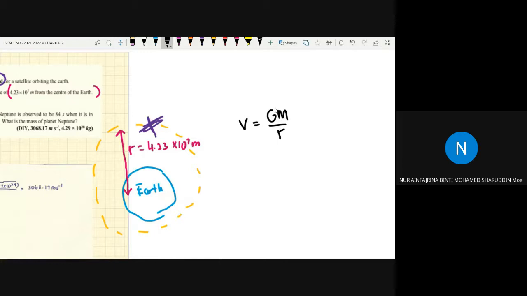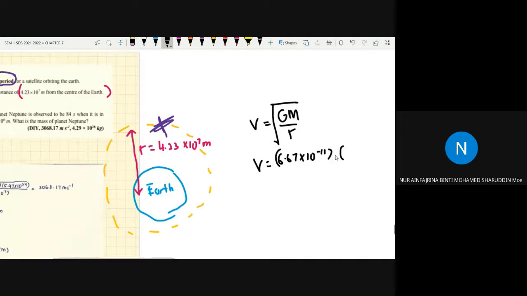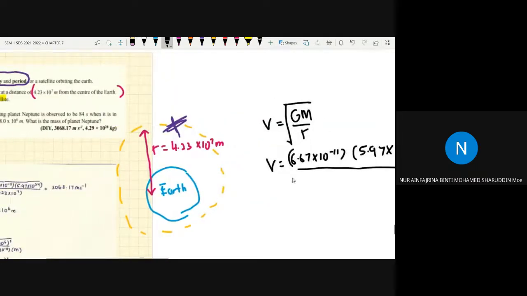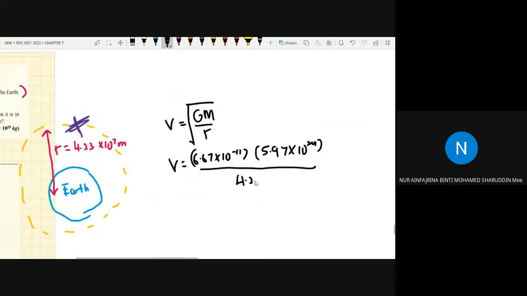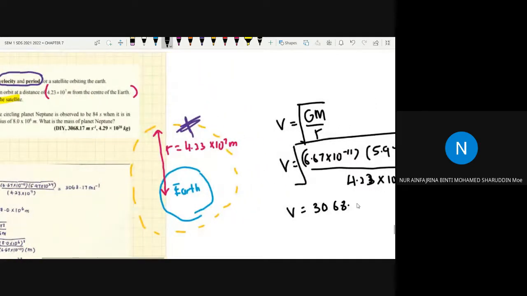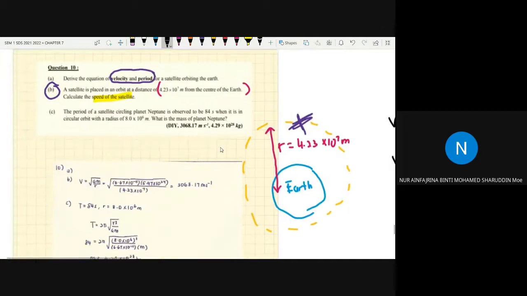GM over R. So G is 6.67 times 10 to the power of negative 11 and then mass of Earth is given or not? Okay, it's not given. Ambil from list of constant. 5.97 times 10 to the power of 24 and R dia pun tak bagi. Oh, dia bagi. R dia bagi, sorry. 4.223 times 10 to the power of 7 and then awak akan dapat lah your velocity of satellite is 3068.17 meter per second. Okay, done.